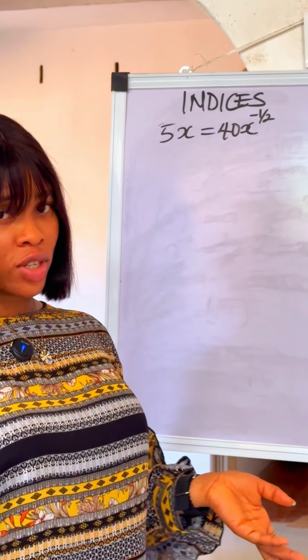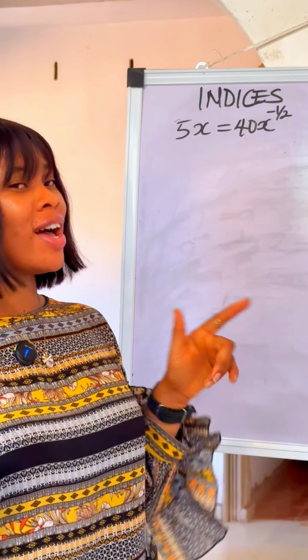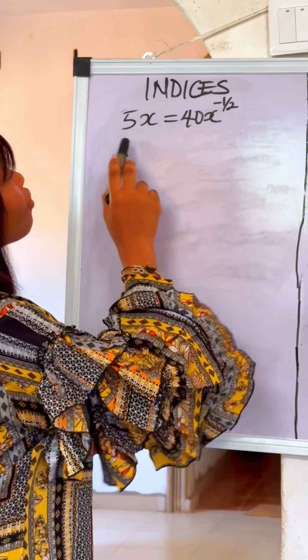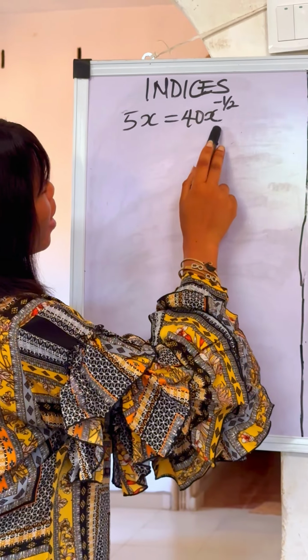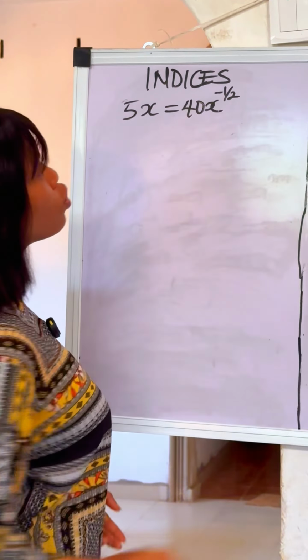Hey guys, check out this complex question. Seems complex, right? Now, watch me as I break it down. Now, we have 5x equals 40x raised to the power of minus 1 over 2.